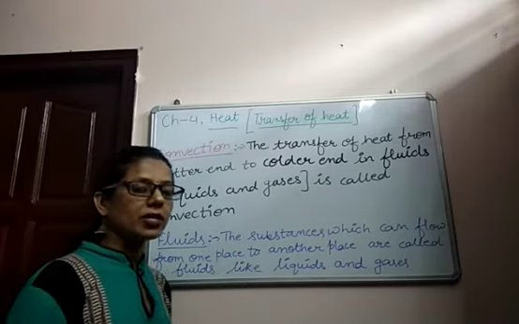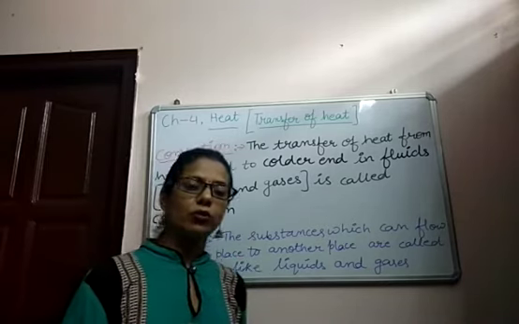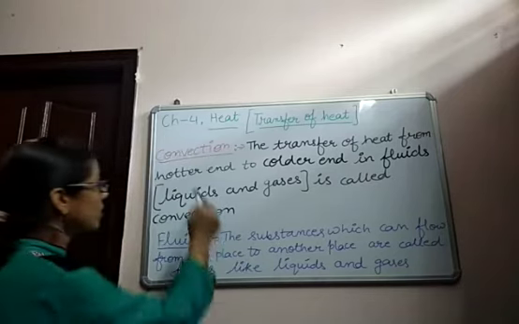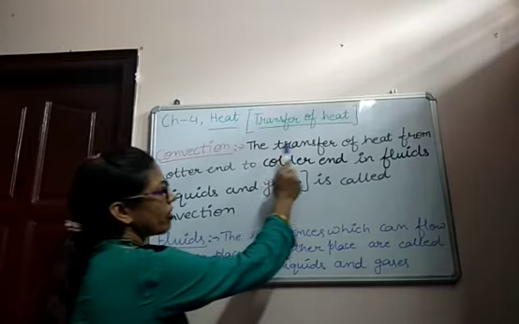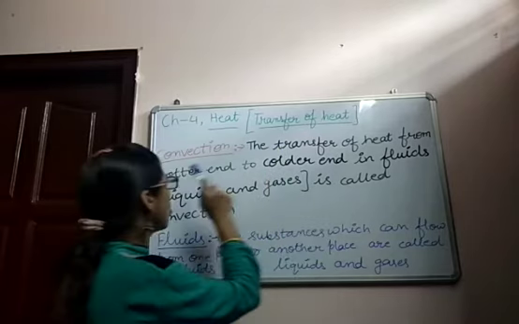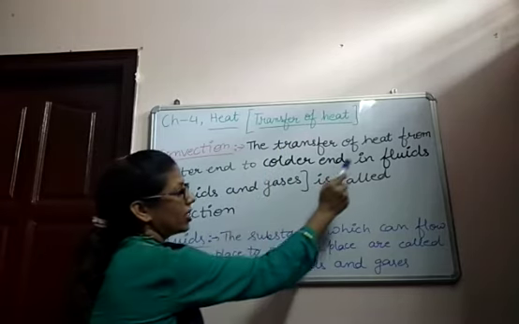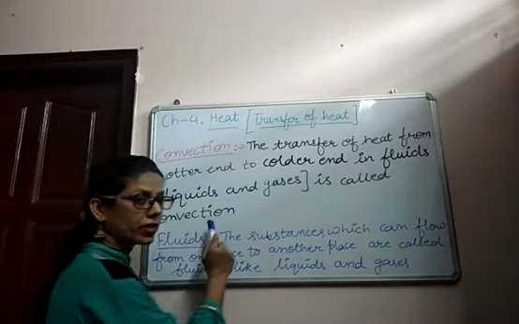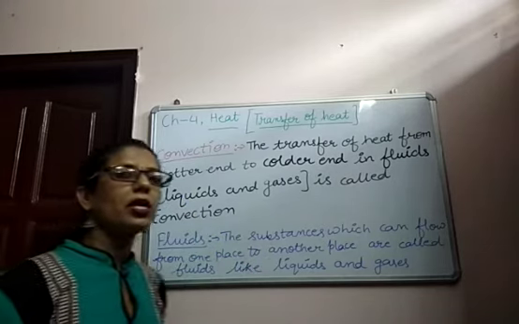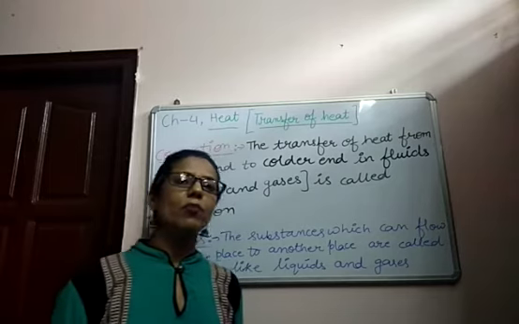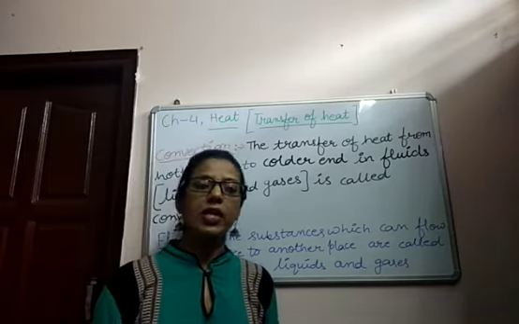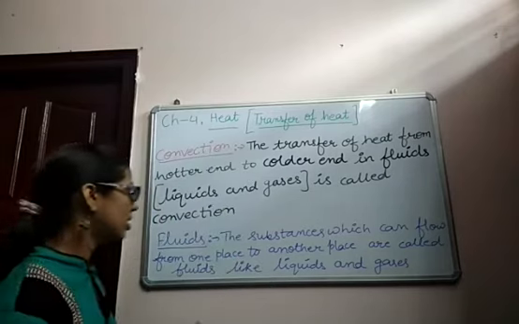By the convection method, heat can also transfer from a hotter end to a colder end. Convection means the transfer of heat from a hotter end to a colder end in fluids. Fluids means liquids and gases. By the convection method, heat can easily transfer from a hotter end to a colder end in fluids.